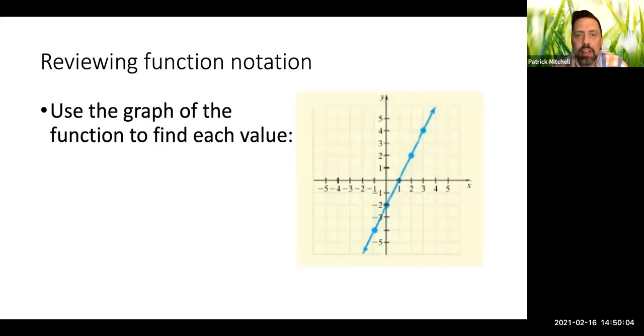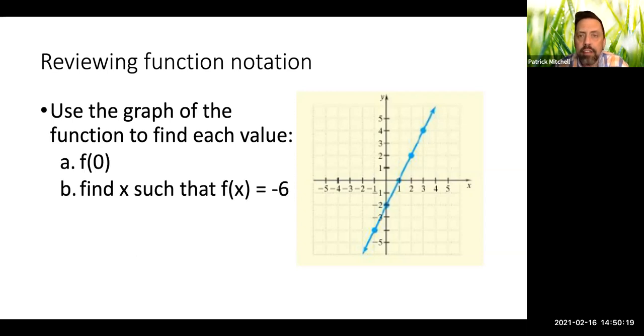All right, so in this example, we're going to evaluate a function graphically. So here you have the graph of a function, and we're going to use this graph first to find f of 0, and then to find x such that f of x is equal to 6. So I think I can do this problem without switching over to the tablet. So let's start with f of 0.